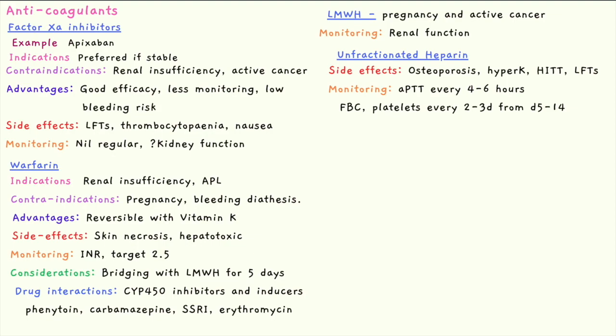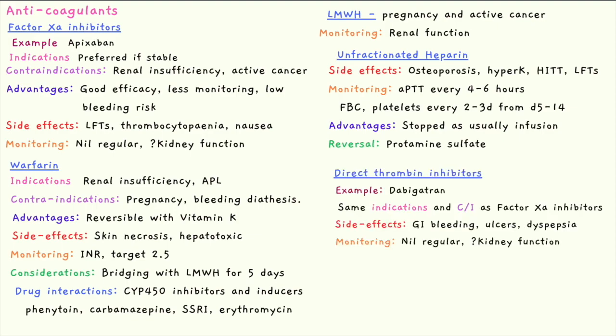Full blood count, specifically platelets, because of the thrombocytopenia, every 2 to 3 days from days 5 to 14. That's what we do here, but make sure you check it for your local guidelines. Advantages, usually it can be given as an infusion, so you can stop it. You stop the infusion, it's done. However, if you're not giving it as an infusion, reversal you can do with protamine sulfate.